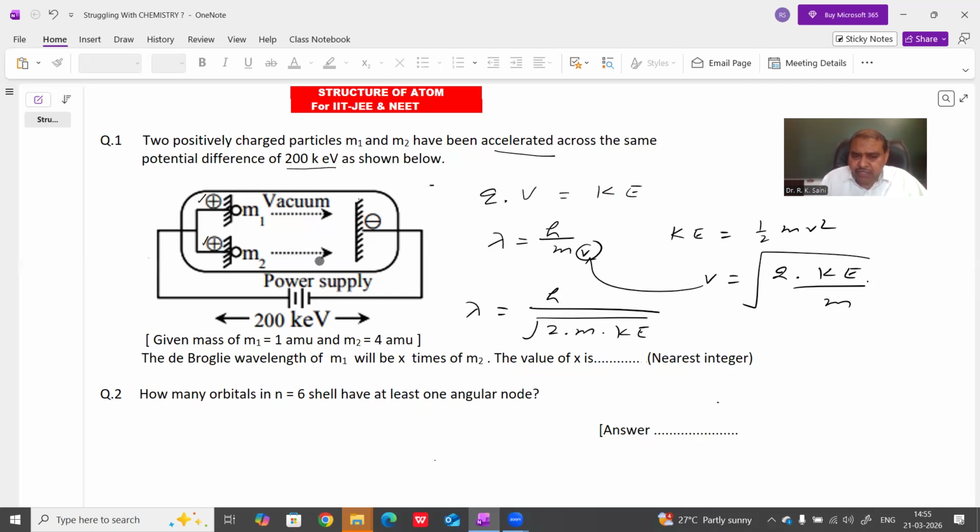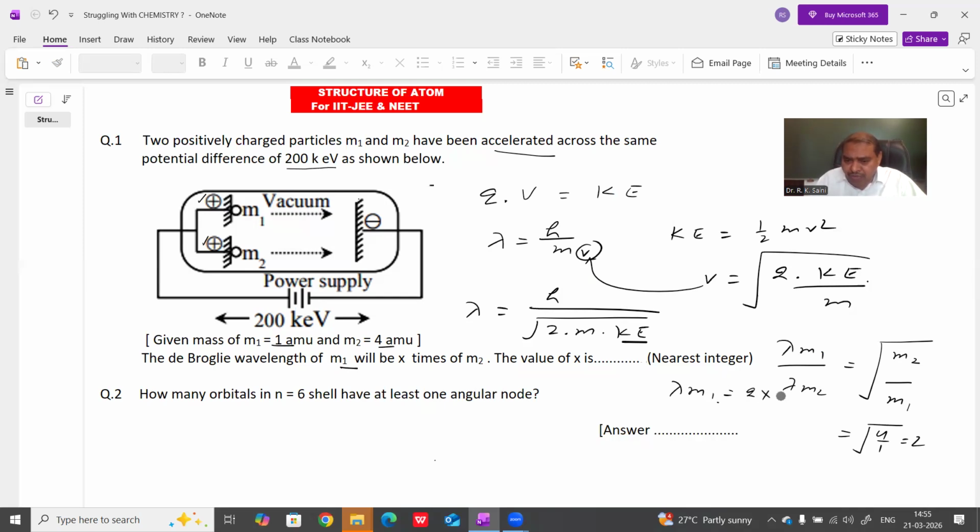In these conditions, the kinetic energy of both particles is equal, and the wavelength of particle m1 divided by the wavelength of particle m2 depends only upon their mass. The wavelengths are inversely proportional to the root of their masses. The given mass of particle m1 is 1 and particle m2 is 4, and hence root of 4 by 1, or we can say 2. Therefore, the wavelength of particle m1 is 2 times the wavelength of particle m2. Therefore, the answer x is 2.